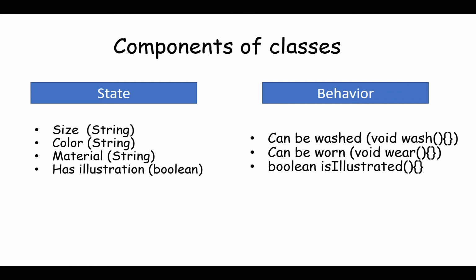I added another parameter here to show an example that the class parameters can be not only strings but can be booleans also. So if we describe it, the size can be a string, the color can be a string, the material can be a string, and let's assume we have another parameter here like has a t-shirt an illustration, and it is a boolean. If it has, it's going to be true, and if it doesn't, it will be false. And the behavior, it can be washed. In this case we have the function void wash. It can be worn, and boolean is illustrated.